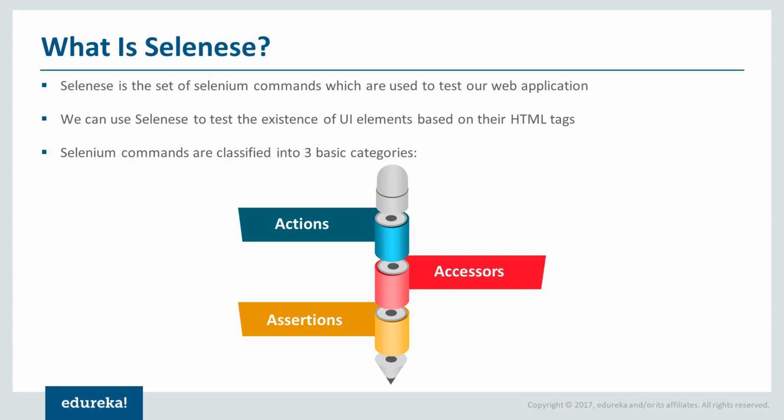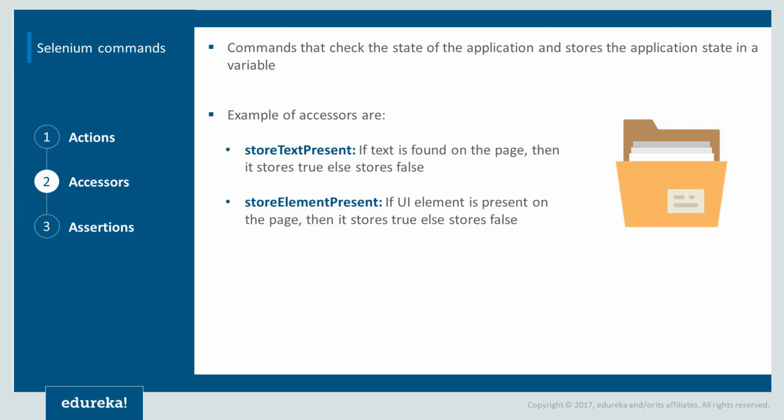Then what are these accessors? Accessors are nothing but when you are trying to store an element. These are the commands that check the state of the application and store the application state. For example, if the text is found on a page, then it is going to store true, else it is going to store false. It checks whether that element is present on a page. See what actually happens: if you have to perform an operation, you need to get control of it, right? So in order to get control of it, you'll have to store it somewhere.